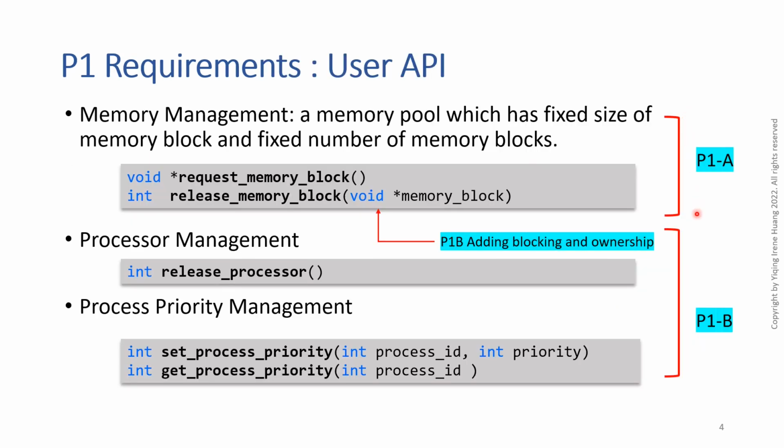We've already done P1A, where we have the basic memory allocator, but now we want to add the blocking and ownership features. Then we will be mainly focusing on the priority management, which is set process priority and get process priority. The release processor is almost done for you, but what you need to do is to make sure the release processor will work after you add multiple ready queues, because in the starter code, we don't really have a notion of ready queue.